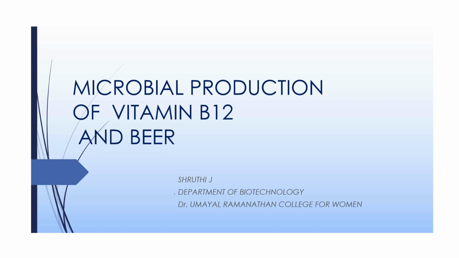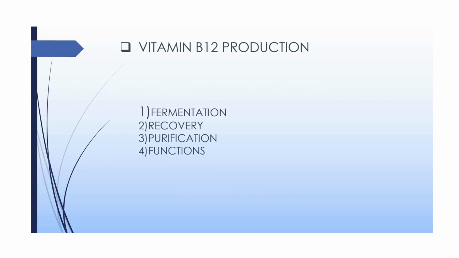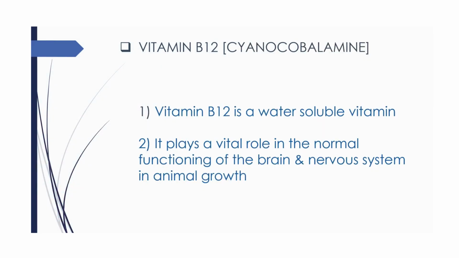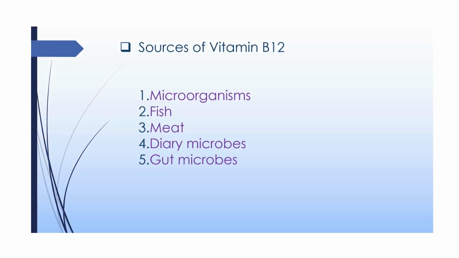Today I am going to share about microbial production of vitamin B12 and beer. Steps of vitamin B12 production that I include are fermentation, recovery, purification and functions. Vitamin B12 is also known as cyanocobalamin. It is water soluble and plays a vital role in the normal functioning of the brain and nervous system as well as in the formation of blood in animals.